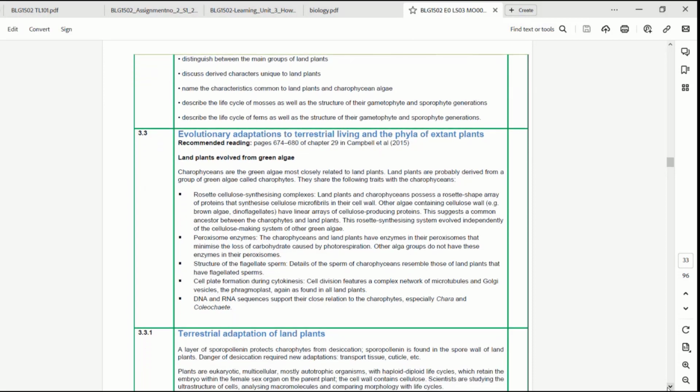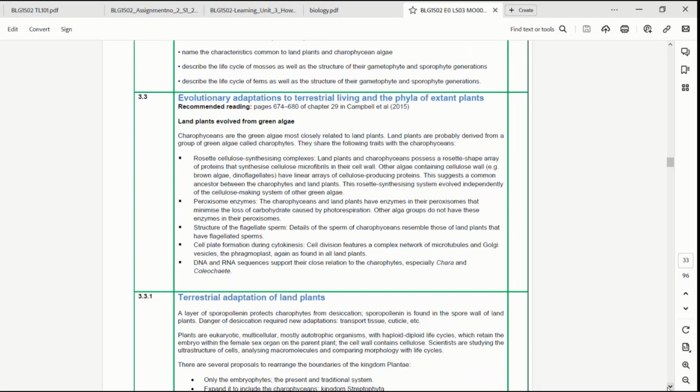So, the evolutionary adaptation to terrestrial living, and we're left with 20 minutes. In the phyla of the extant plants, the land plants evolved from green algae. Why? Because we mentioned that the algae were the first ones. The charophyceans are the green algae which are most closely related to land plants, and the land plants are probably derived from a group of green algae called charophytes.